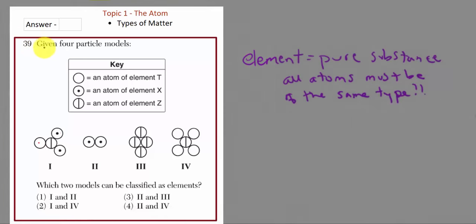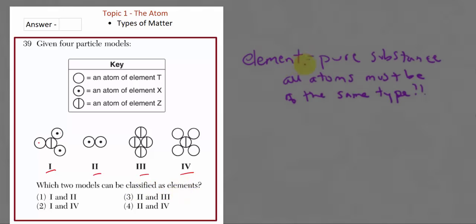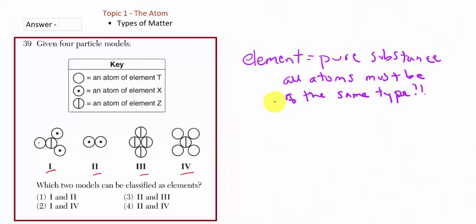Question number 39. Given 4 particle models, here they are, Model 1, Model 2, Model 3, Model 4, and the particle models are made up of atoms of 3 different elements, T, X, and Z. Which 2 models can be classified as elements? Recall that an element is a pure substance, and therefore all of its atoms must be of the same type.